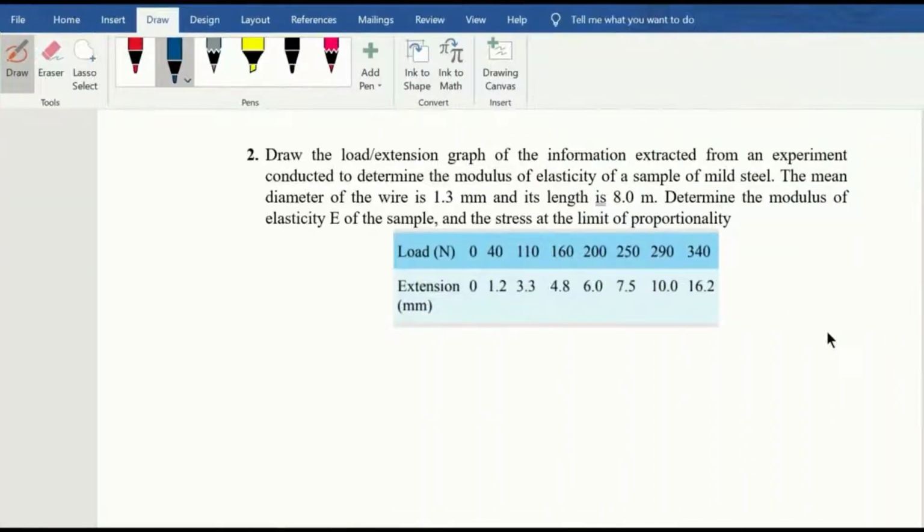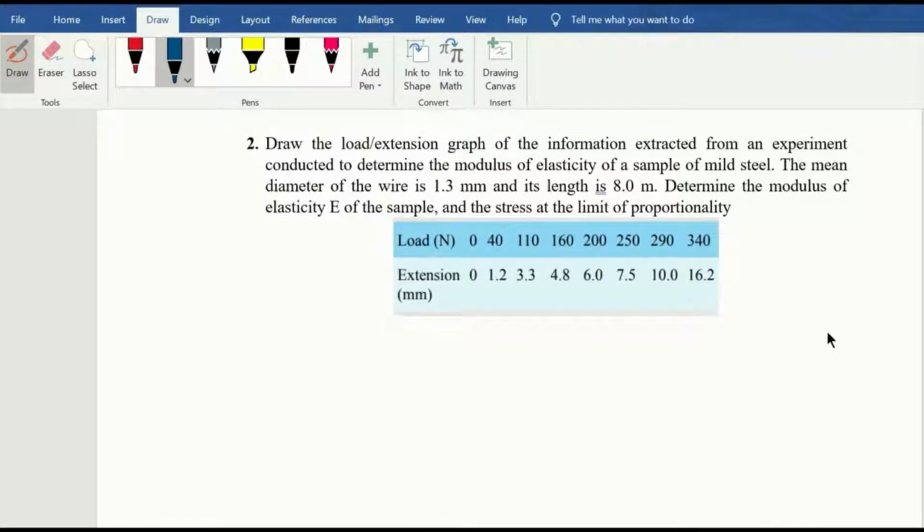Here is another question. This time we are asked to draw the load extension graph of the information extracted from an experiment conducted to determine the modulus of elasticity of a sample of mined steel. The mean diameter of the wire is given. So the mean diameter is given as 1.3 millimeters.